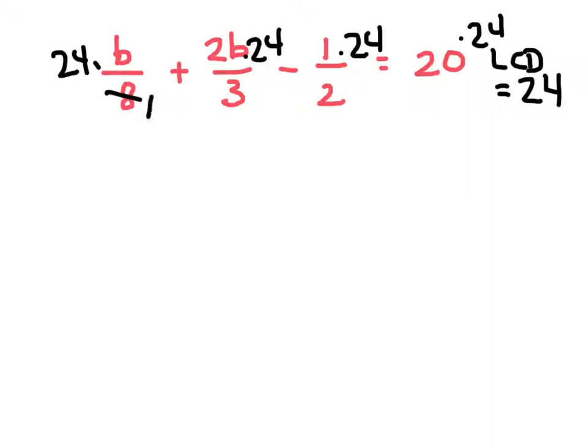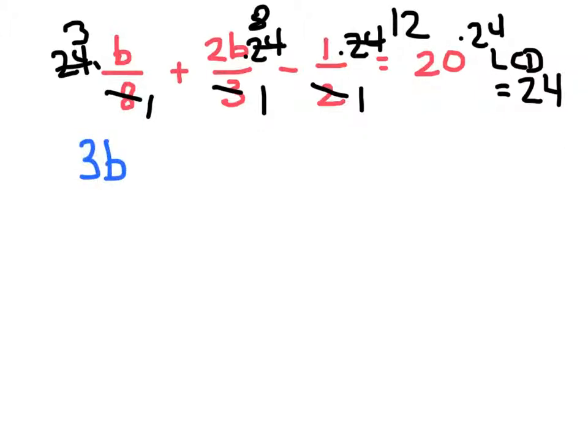Okay, 8 cancels 3 times into 24. 3 cancels 8 times. 2 cancels 12 times. So 3 times b, the first term becomes 3b. Then 8 times 2b, that would be 16b. Minus, that's 12 times 1, so that's 12. Equals 20 times 24 is 480.